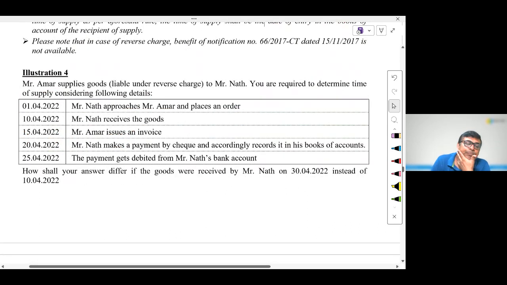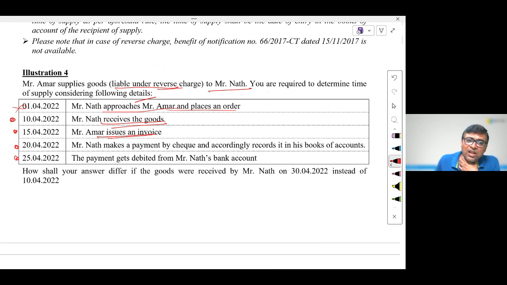One example is that Mr. Amar supplies goods liable under reverse charge to Mr. Nath. You are required to determine the time of supply considering the following details. Mr. Nath approached Mr. Amar and placed an order. This data is totally irrelevant. Mr. Nath receives the goods. This is relevant. Mr. Amar issues an invoice. This is relevant. Mr. Nath makes a payment by cheque and accordingly records it in his books of accounts. This date is relevant. The payment is debited from Mr. Nath's bank account. This date is relevant.